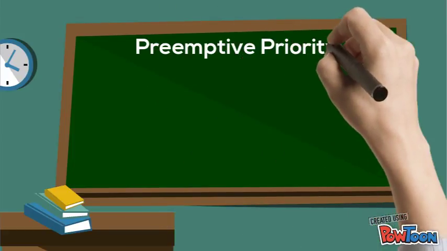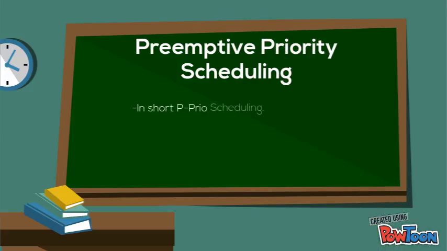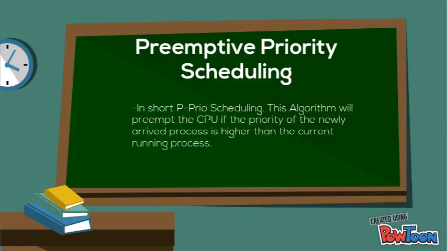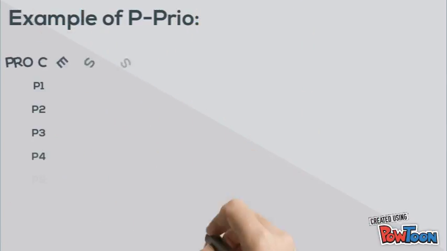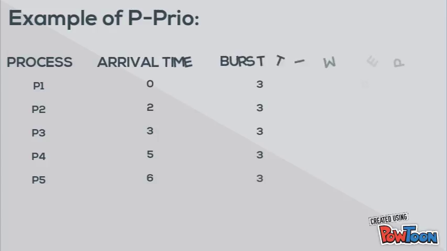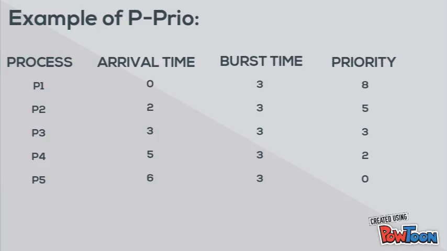Preemptive priority scheduling. In short, pre-prio scheduling. This algorithm will preempt the CPU if the priority of the newly arrived process is higher than the current running process. In this example of pre-prio, we will use 5 processes for you to understand it the best.